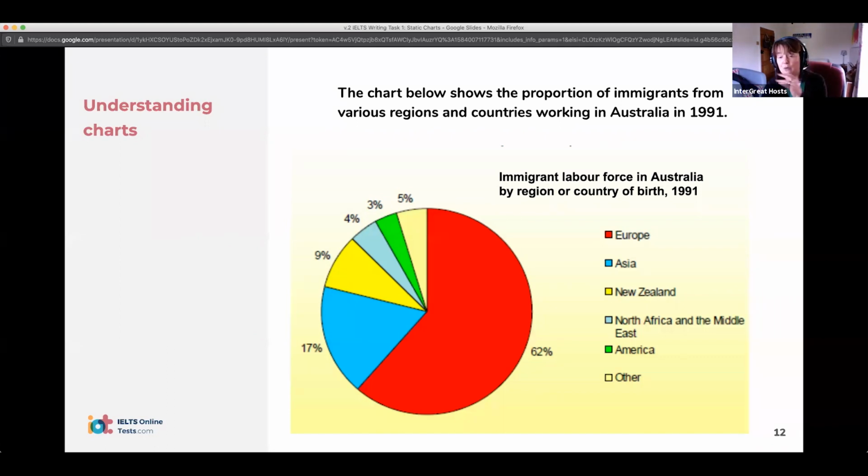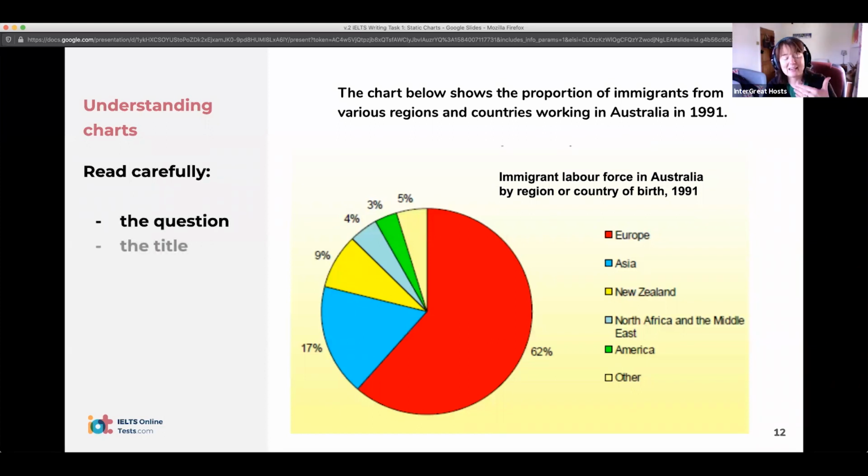So this is the one we're going to use as our example. This is a static chart. There's no timeline. There's no progress over time. So we can't use that kind of language like increase and decrease. We've got to use different language.